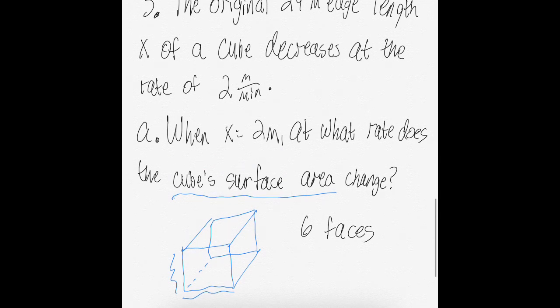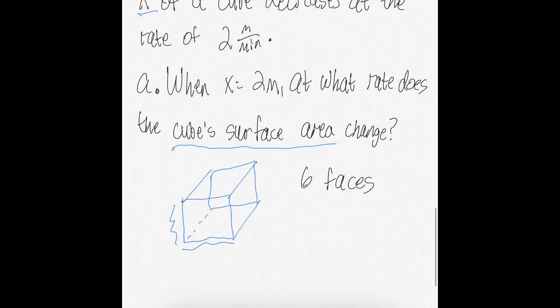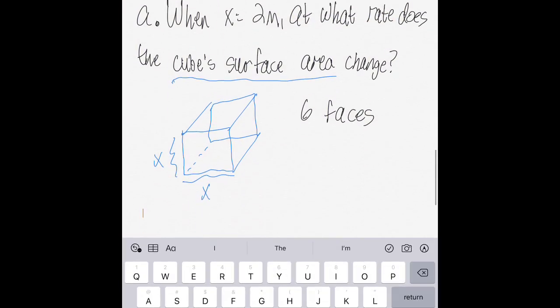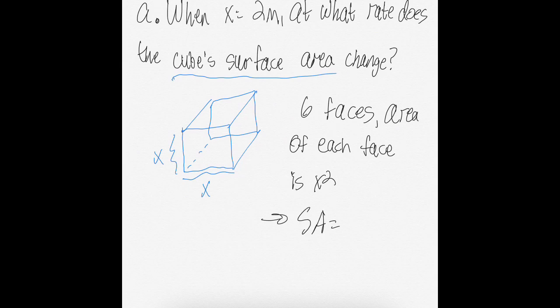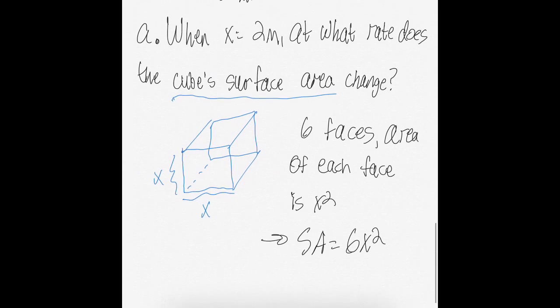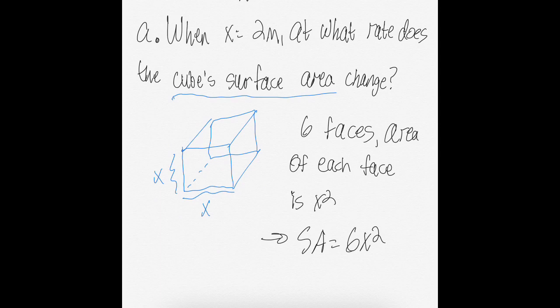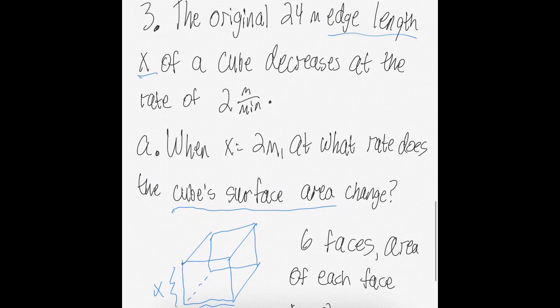So the cube is going to have 6 surfaces. It has 6 faces. There are 6 faces, and the area of each face is, well, let's see. Since it's a cube, and we are told the length of an edge is x, both the base and height of each face is x. So 6 faces, and the area of each face is just x by x, so x squared. Which means that the surface area is going to be 6 times x squared.